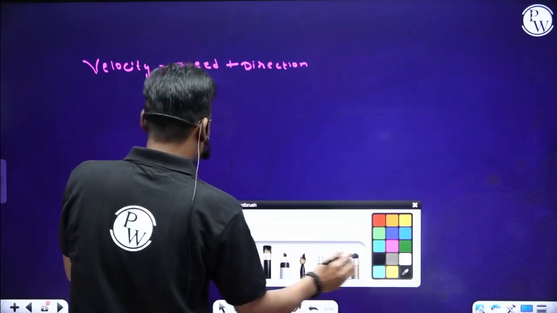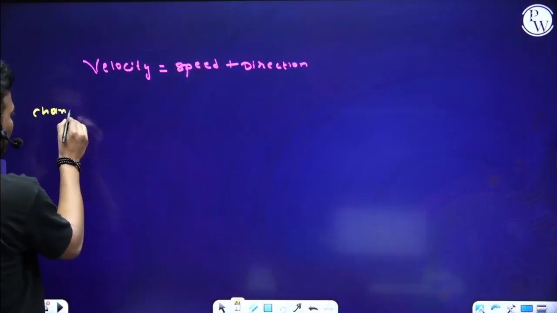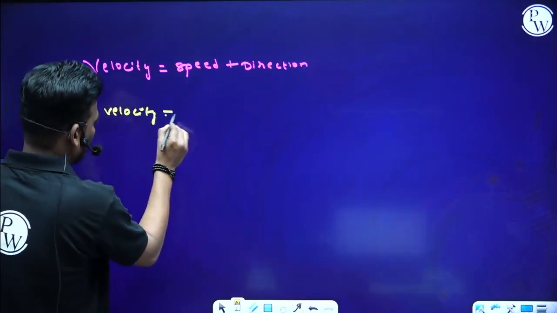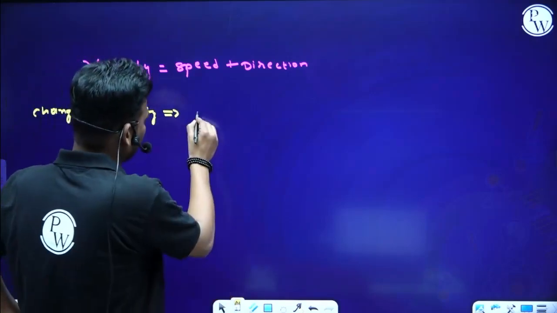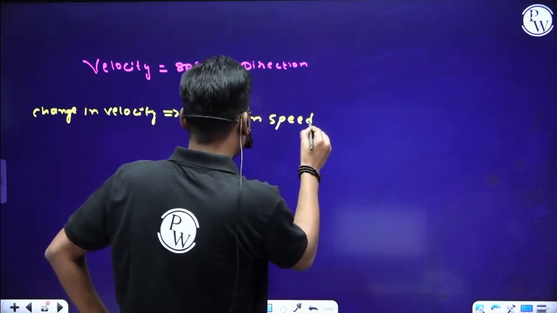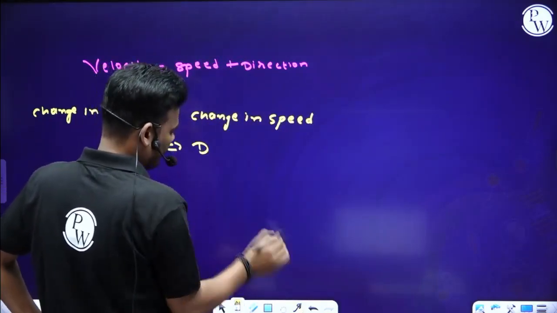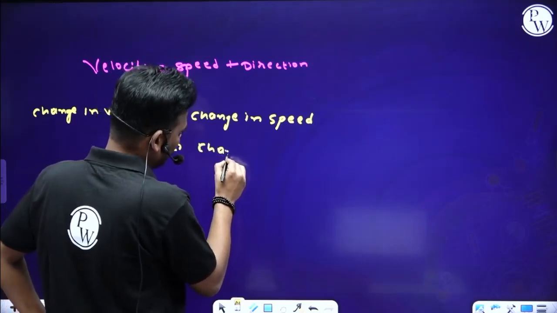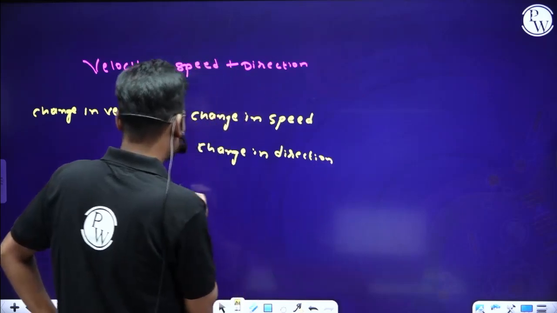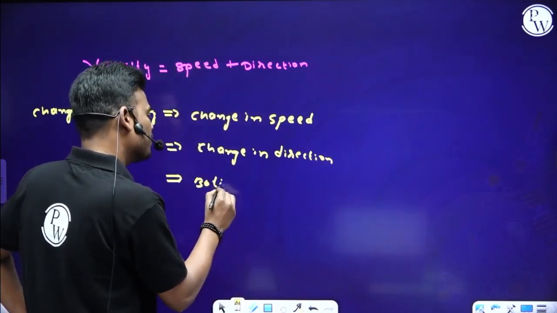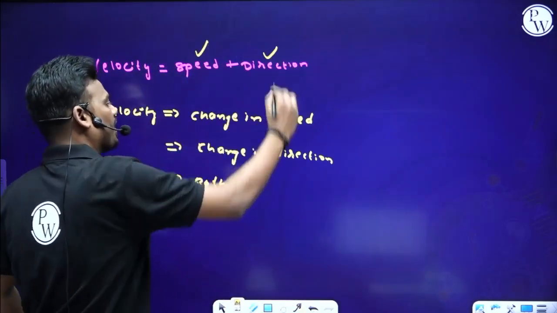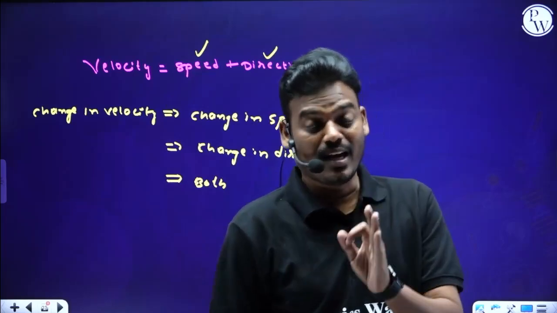When you say change in velocity, what are the possibilities? First, change in speed, or change in direction, or both, meaning speed and direction. Then we can say there is a change in velocity.